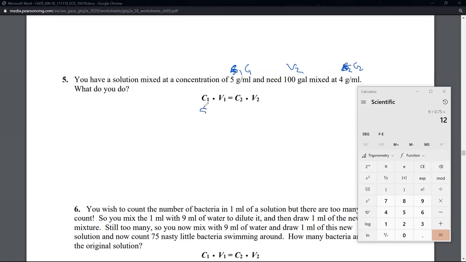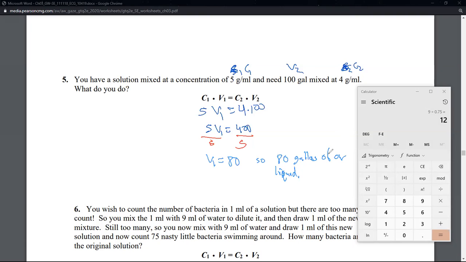So the equation goes 5 for the C1, the V1 is the unknown, equals the C2, which would be the 4, times the second volume, which was the 100. Well, 4 times 100 is 400, so we get 5 times V1 equals 400. We will then divide both sides by 5. And that's going to go in 80 times? Yes. So the volume of liquid that we need to give the customer is 80 what? Well, the customer wants 100 gallons. That was the units of their volume. So our volume needs to be 80 gallons of our liquid.